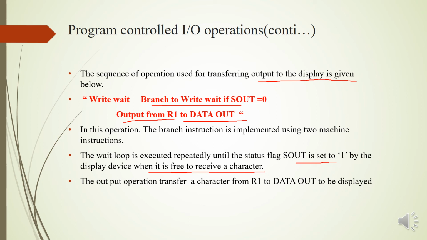The output operation transfers a character from R1, the internal general purpose register, to the data out buffer register of the display in order to display the character on the monitor. This transfer clears SOUT to 0.